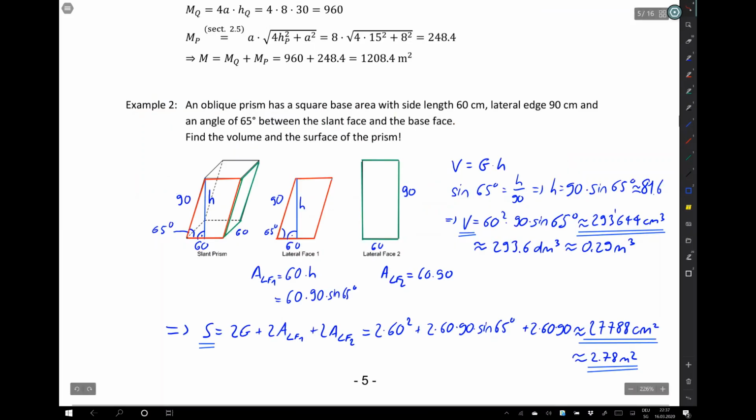Here in example 2 for the oblique prism, note that for calculating the surface, the lateral sides of the prism are not the same ones. This here is a parallelogram, as drawn here, while this side here is a rectangle.